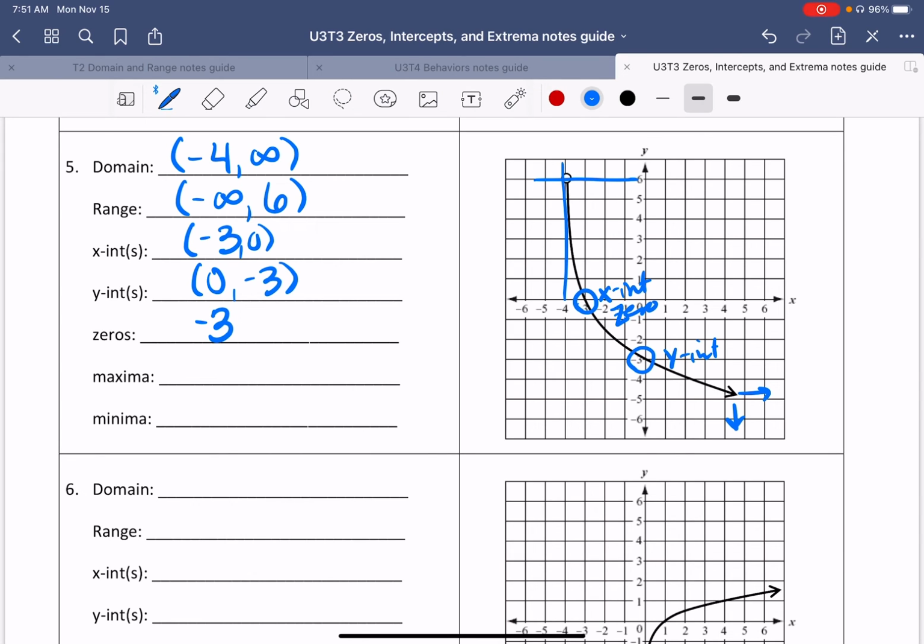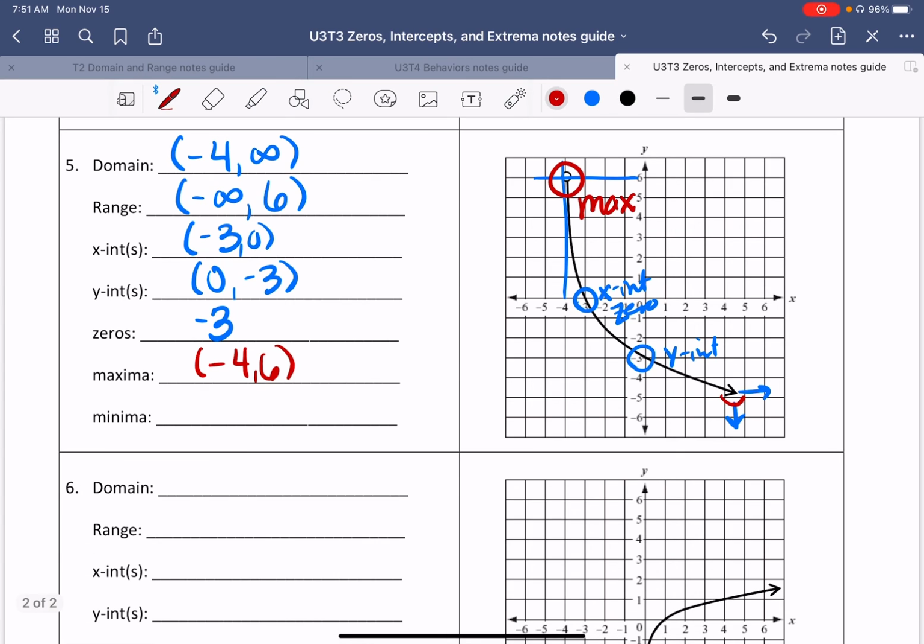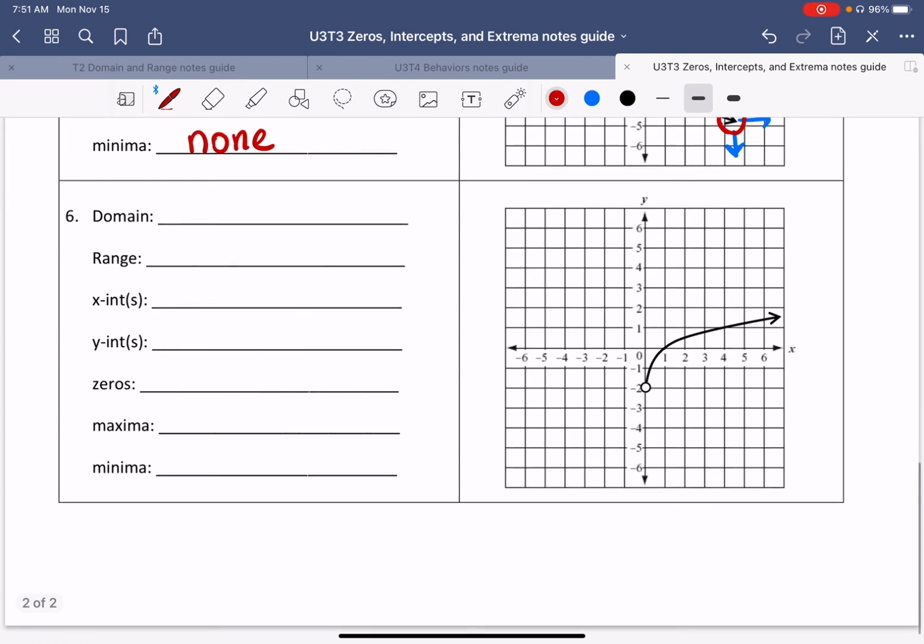All right, maxima, highest point. We have one of those this time at -4, 6. Lowest point, because we've got an arrow that's going to continue going down forever left and forever down, there is no single minimum. So you can write none or you can write NA, whichever you prefer. And that takes care of number 5. And then lastly, number 6.